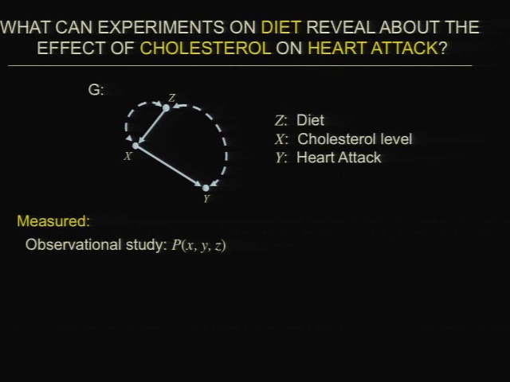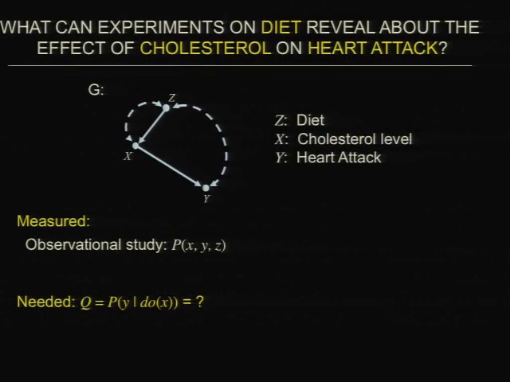Then what can you do? Let me put a face to this graph. Let me just put some labels here. X could be cholesterol level, Y could be heart attack, and Z could be diet. And if you try to check what is Y given do X, the answer will be no. You cannot get it.